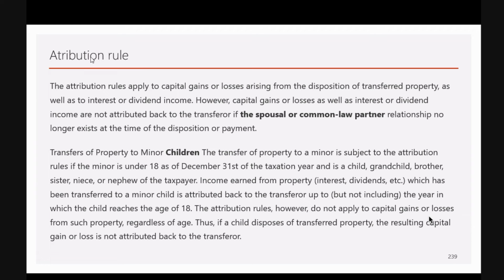So this one is not an attribution rule. It does not apply for the attribution rule. Why? Because of the parents, in the second paragraph. The first paragraph discusses the spouse and the common law partner. For the spouse and the common law partner, the attribution rule stops when their relationship no longer exists. Then the attribution rule is stopped.